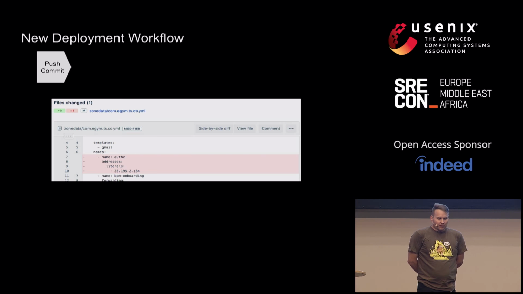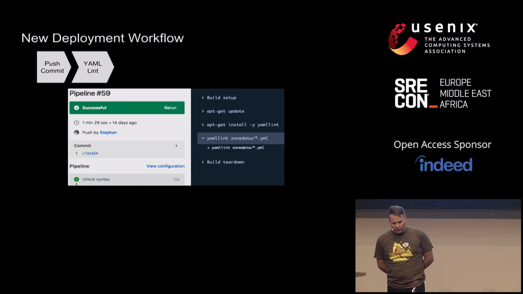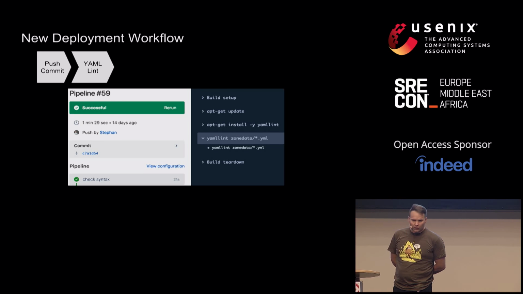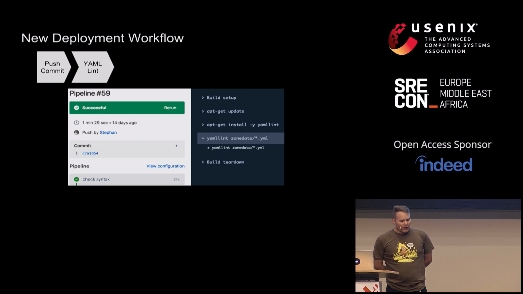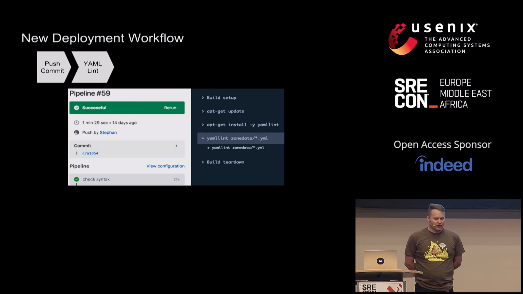Every developer can make a DNS change in the YAML file, push the commit, and then the first thing we do is we start a pipeline. We use the pipeline feature on Bitbucket and do a YAML lint just to see that everything is kind of nice and people don't start using their own style. It's not a very strict check, but at least it makes sure that things stay readable.